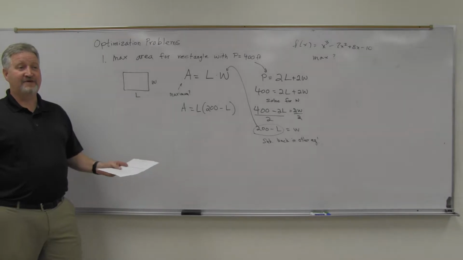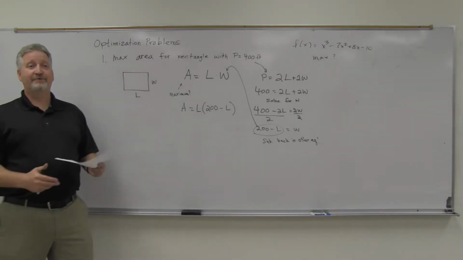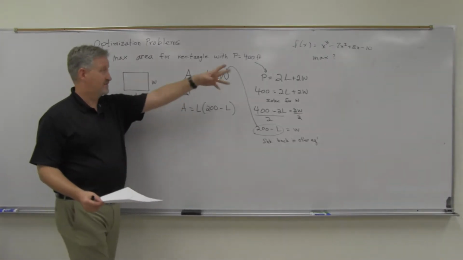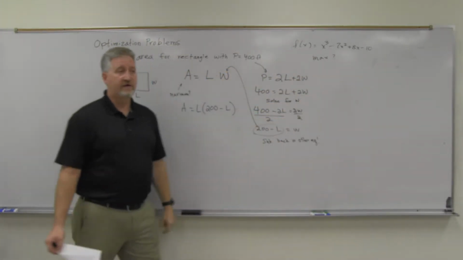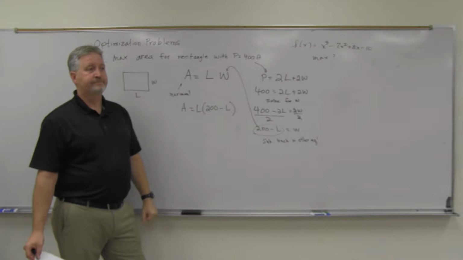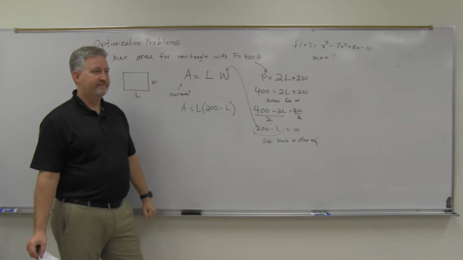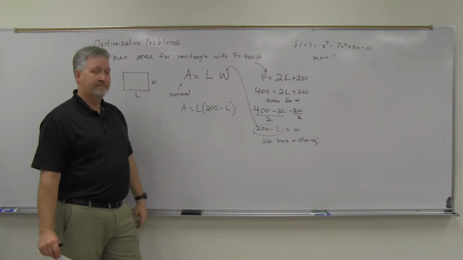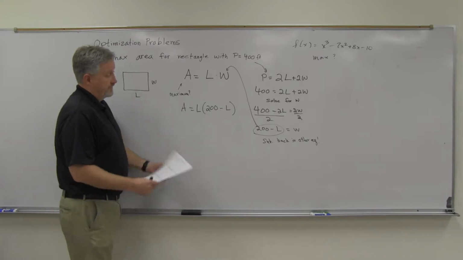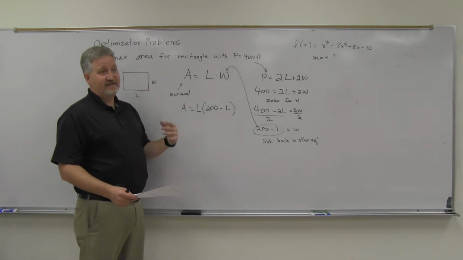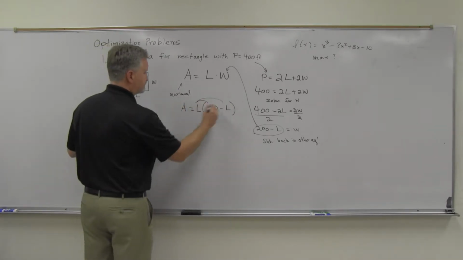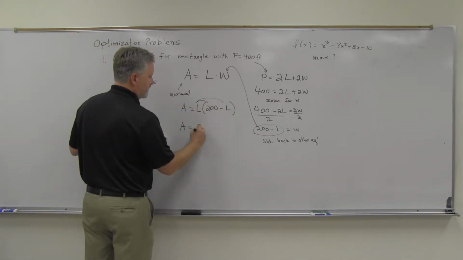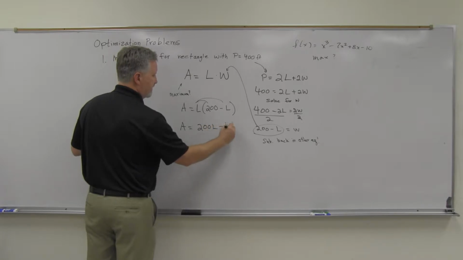Now I'm in good shape because I know how to do maximums on this. It's just the same as that. Find the critical numbers and that'll give you your maximum or minimum depending upon the function. Okay? Now, if I leave it as is, that would be product rule. So let's go ahead and multiply it out to make the derivative a little easier. 200L minus L squared.